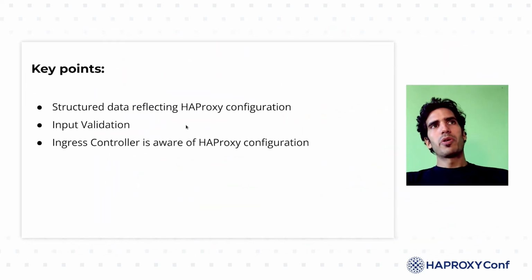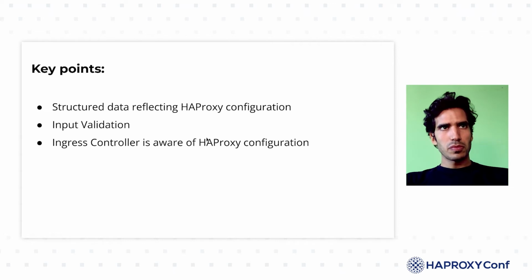Now, the key points of custom resources: first, they are a structured type of input, and we can have validation. So we can have validation at an early stage, which means when the user applies a custom resource, if it does not match the OpenAPI schema, the Kubernetes API server will reject it.